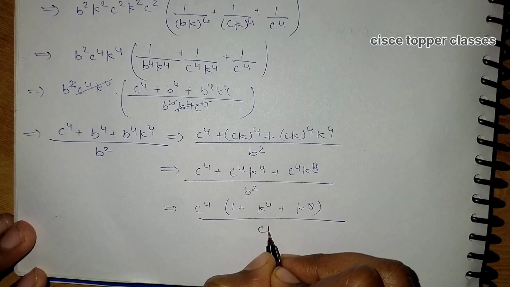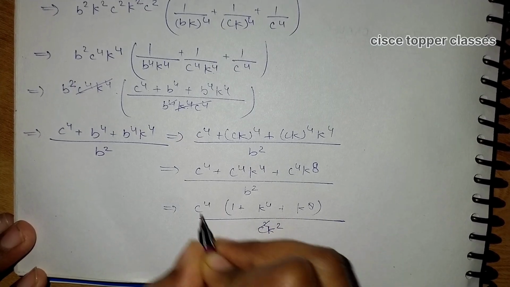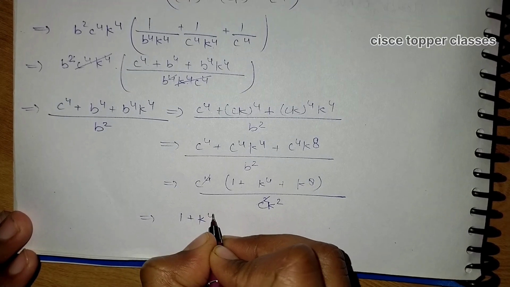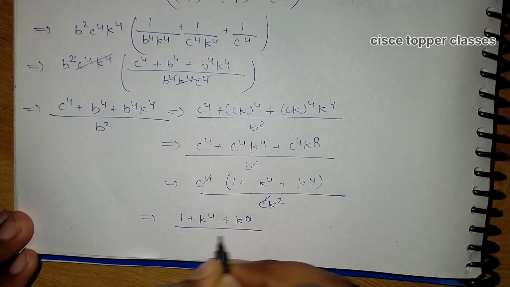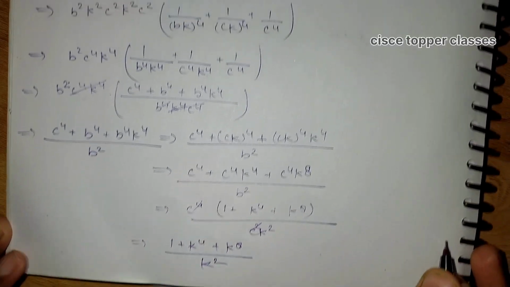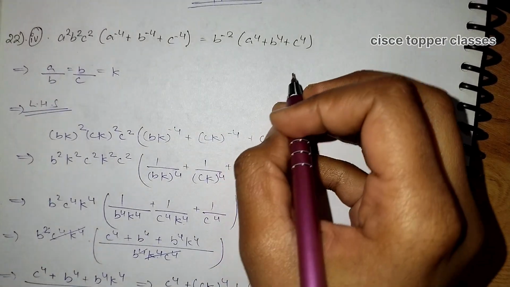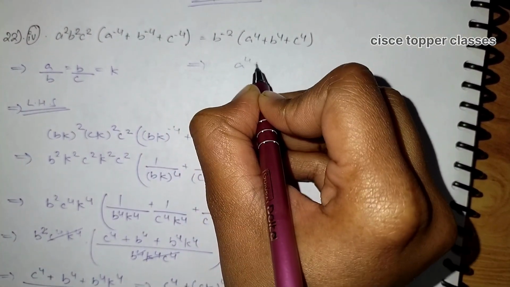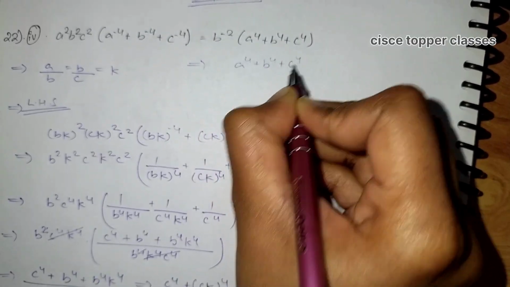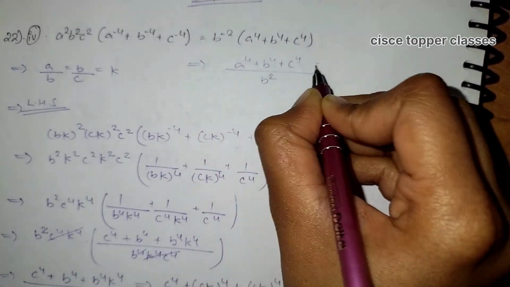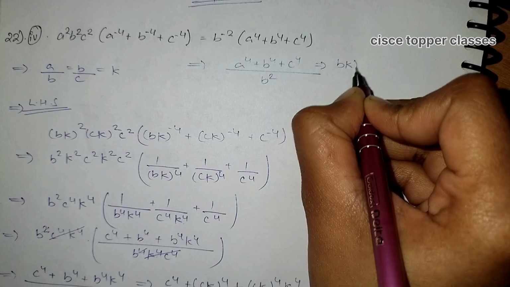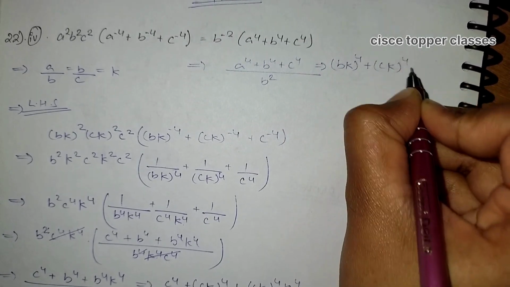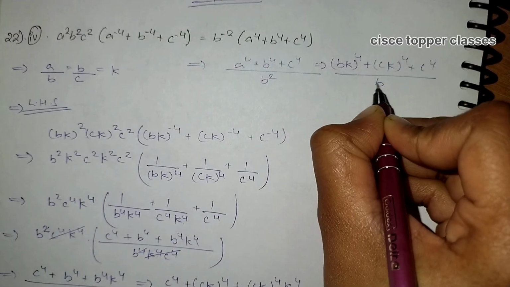will become C square and K square. This will cancel out and we will get 1 plus K to the power 4 plus K to the power 8 divided by K square. Like that, if we want to solve the RHS part also, we can write A to the power 4 plus B to the power 4 plus C to the power 4 divided by B to the power 2. In place of A, it will become BK to the power 4 plus CK to the power 4 plus C to the power 4 divided by B square.